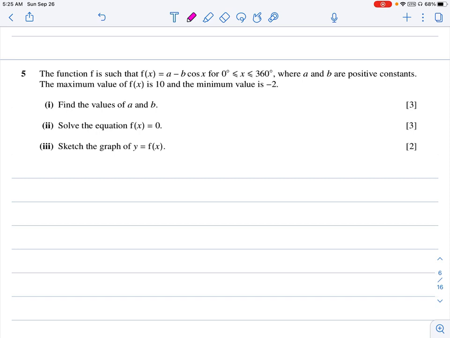The function f(x) is equal to a minus b cos x, and x lies between 0 and 360 degrees, where a and b are positive constants. The maximum value of f(x) is 10 and the minimum value is minus 10. So a minus b cos x, this is f(x).